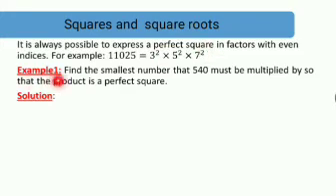Now let's look at example 1 here. They say find the smallest number that 540 must be multiplied by so that the product is a perfect square. Meaning that if you find the square root of this 540, you will not get a whole number. So how will you find the smallest number that must be multiplied by this 540 to get a perfect square? The simplest way to do that is to use these prime numbers.